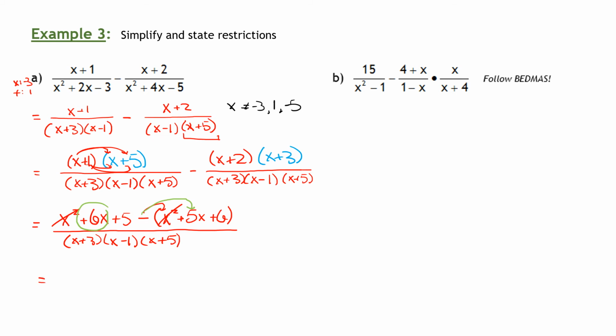Get my numerator going here. I'm going to be left with a single x. And how about the constants? I've got a plus 5, and this will be a minus 6. Plus 5 minus 6 is going to give me minus 1. With all of my denominators, x plus 3, x minus 1, and x plus 5.